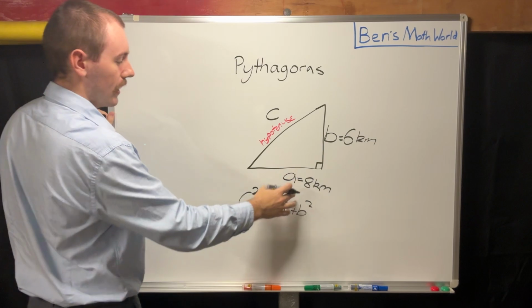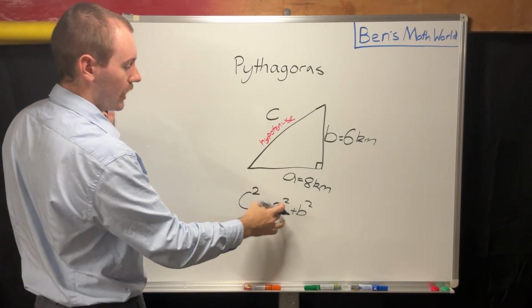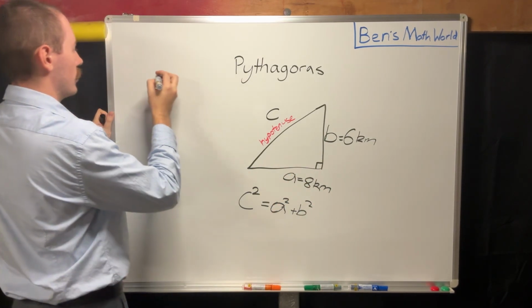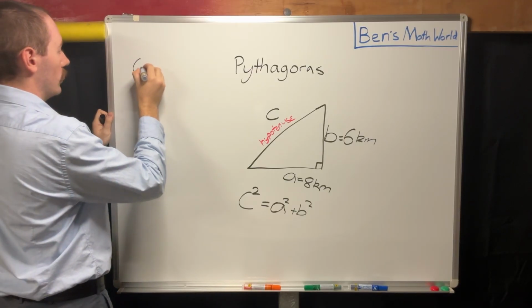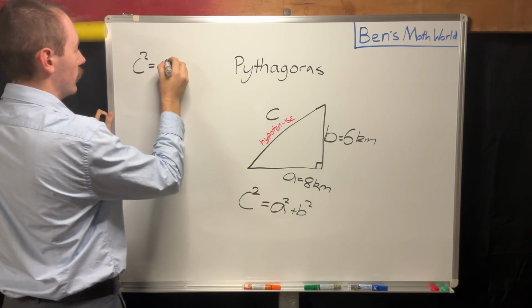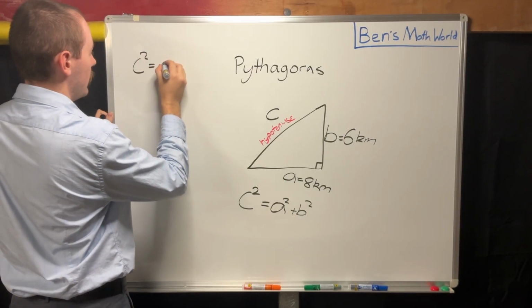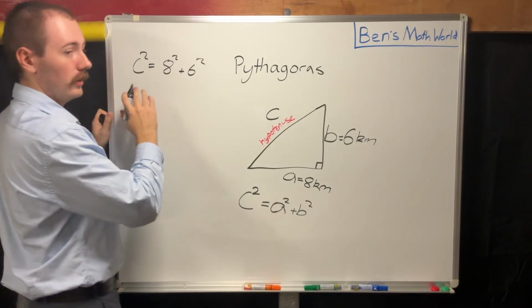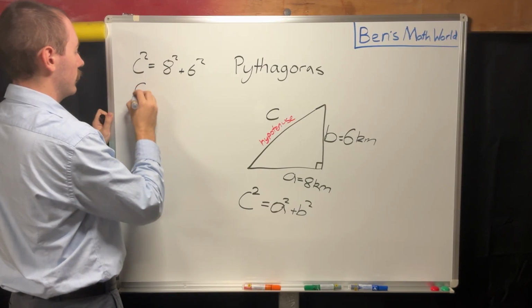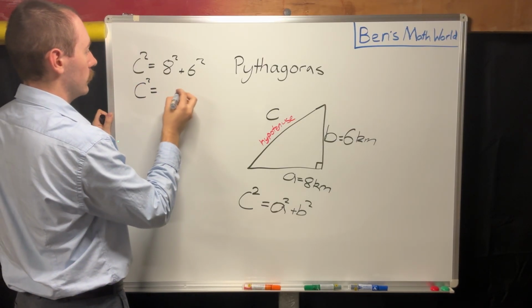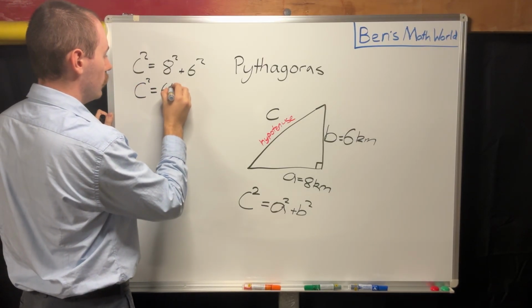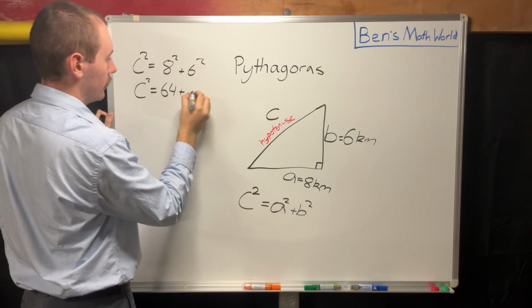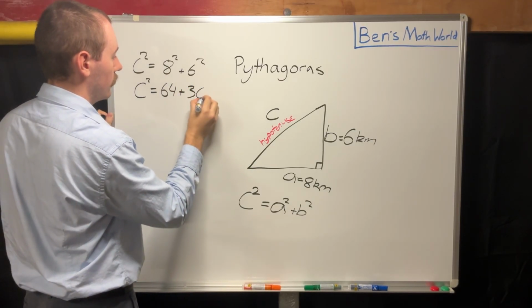So we're going to plug our numbers into our formula. A is equal to 8, and B is equal to 6. So let's try that. So c squared is equal to 8 squared plus 6 squared. So let's go ahead and simplify this. C squared is equal to 64. So that's 8 times 8, plus 6 times 6 is 36.